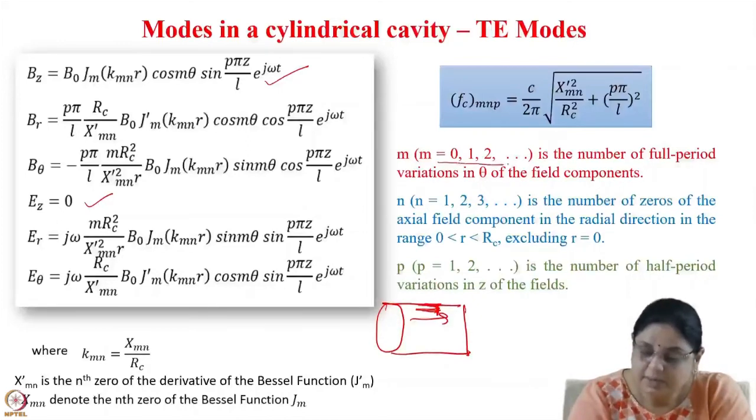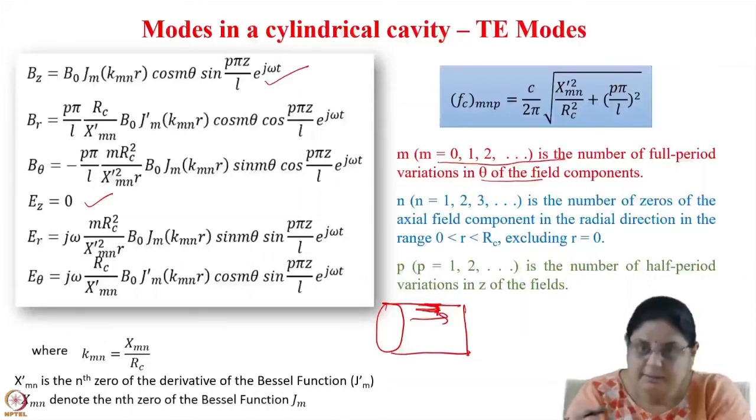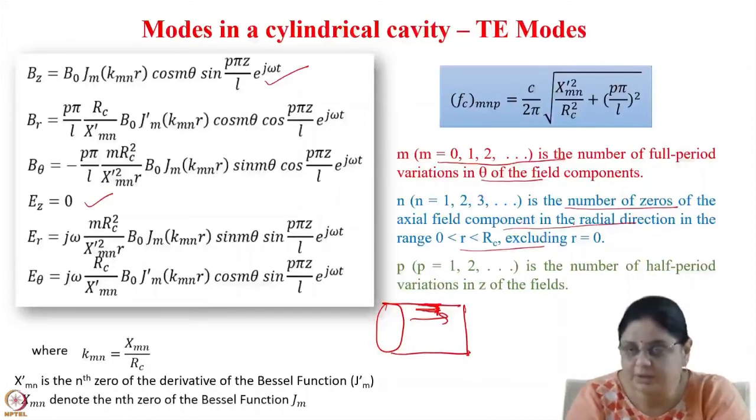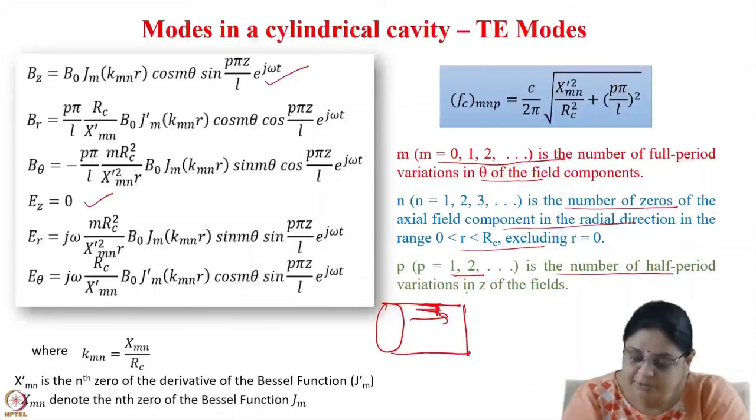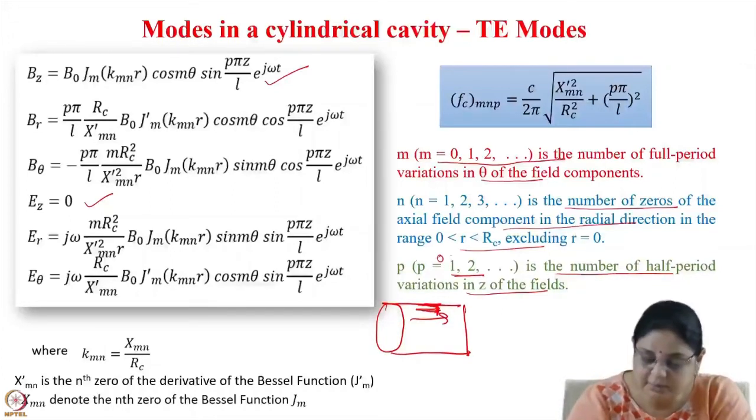So here again, M is the number of full period variations in theta of the field components. This is the same as before. N is the number of zeros of the actual field components in the radial direction in the range this. So same definition, with some exceptions which I will explain. P takes value 1, 2, 3, and so on. It is the number of half period variations in Z of the fields. Now the difference here from the TM mode is that P does not take value 0, which we will see in a moment. So P cannot be equal to 0.